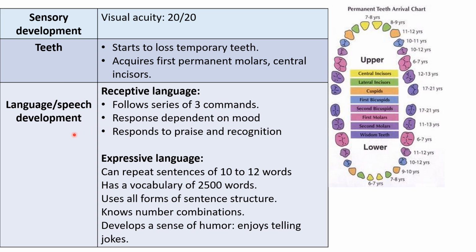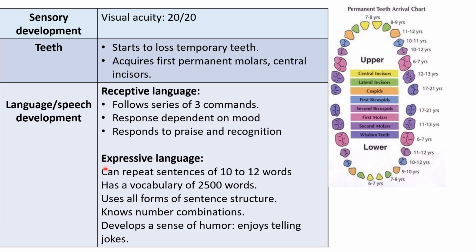Language speech development. There are two types of language, receptive and expressive language. Receptive language is what the child understands. Follows a series of 3 commands at a time. Response depends upon the mood of the child. Responds to praise and recognition. You have to keep in mind a schooler at this time. You know that schoolers will be having mood swings and they like to be praised and recognized.